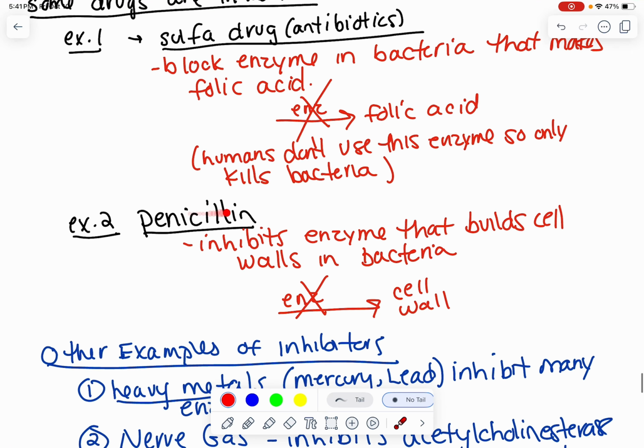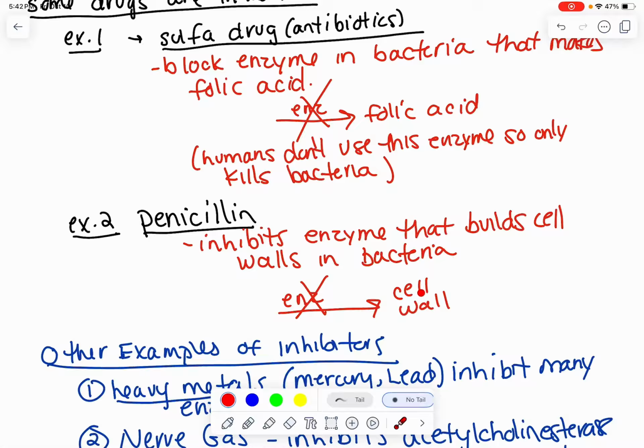Another example, penicillin, which was one of the first antibiotics discovered. What it is, is a chemical, an inhibitor that blocks an enzyme in bacteria so that they can't make cell walls. I don't know if you remember, bacteria cells have a cell wall too, kind of like plant cells.